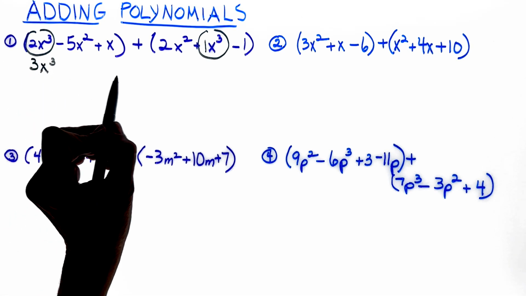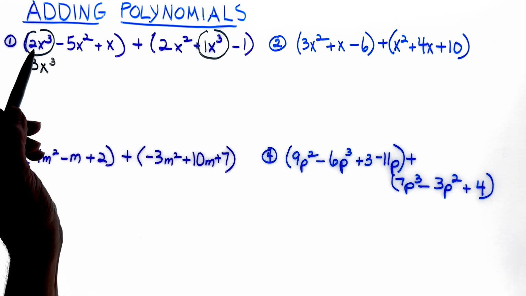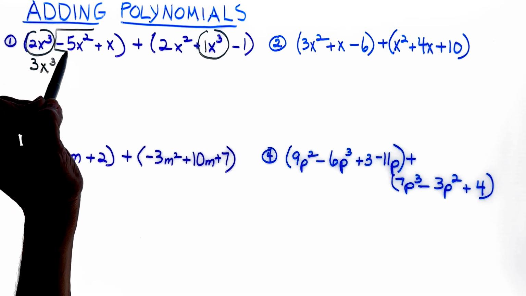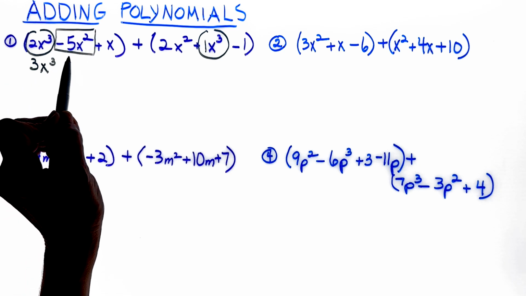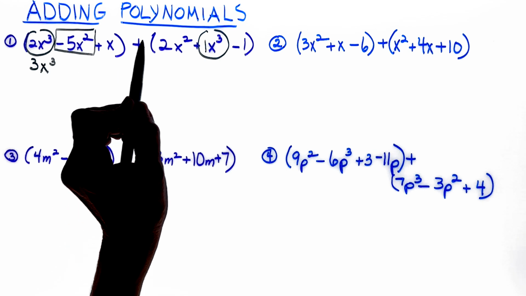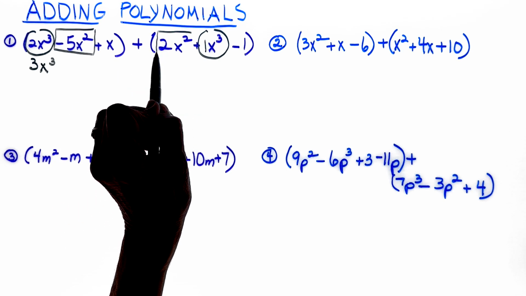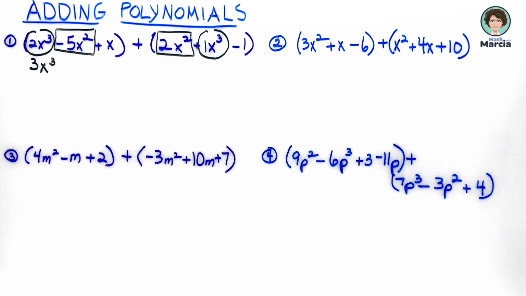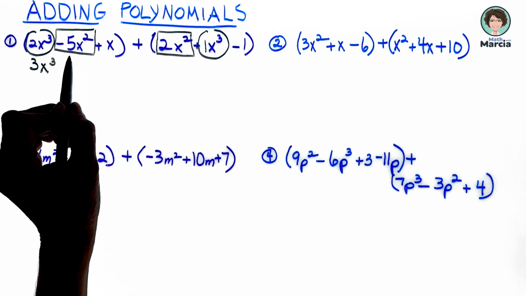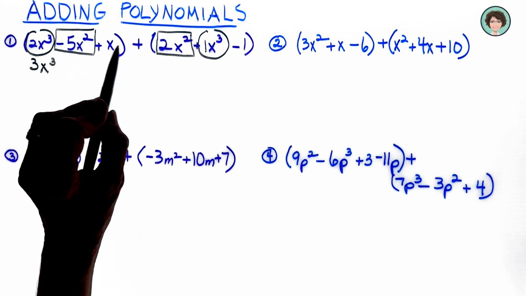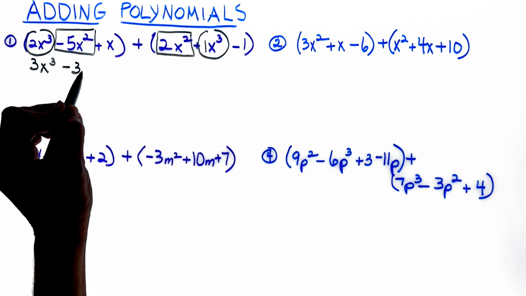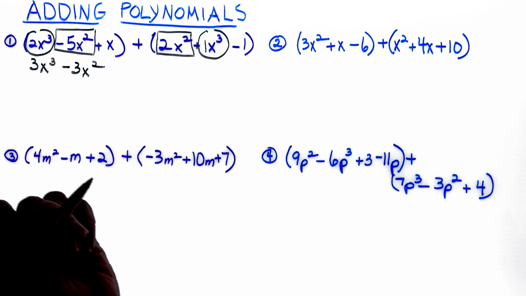Now we'll go in descending order. So now we're going to be looking for our x squareds. Notice I am catching the sign in front of the 5x squared, because that's a negative 5x squared. And here I have a positive 2x squared. So negative 5, you always just put the coefficients together. Negative 5 plus 2 is a negative 3x squared.